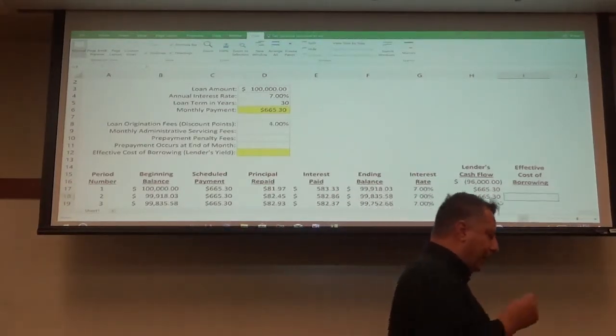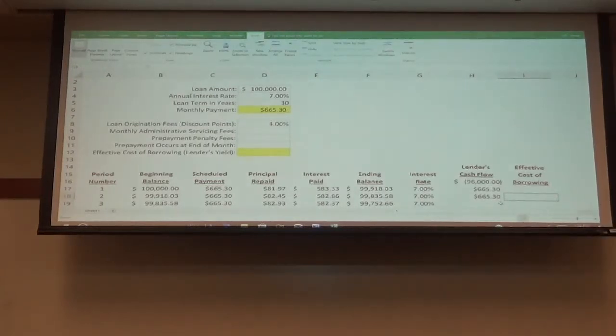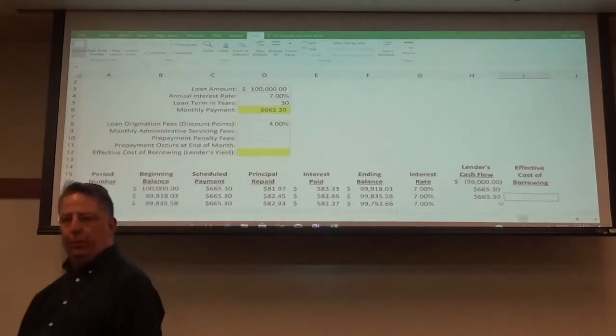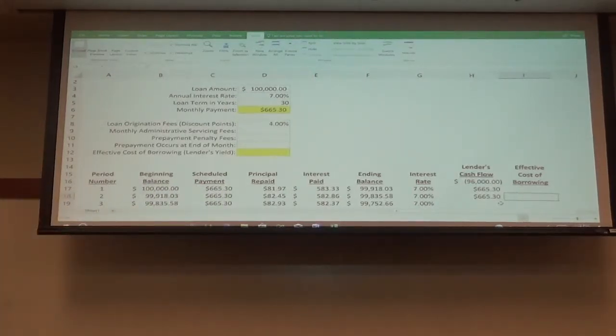Okay. Now, if the borrower, this is the part where it's about to get really messy, really quick, okay? So if the borrower chooses to pay off the loan, what is going to be the lender's cash flow? The balance. The balance. Yes? Does everybody understand that? Yes or no?